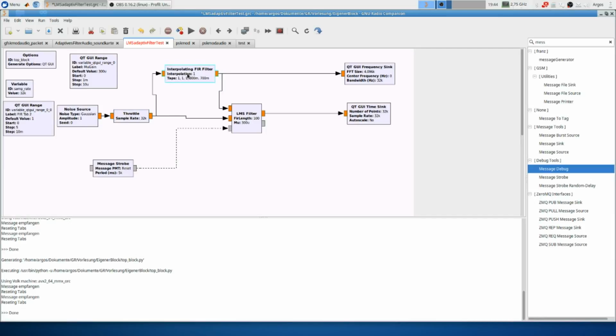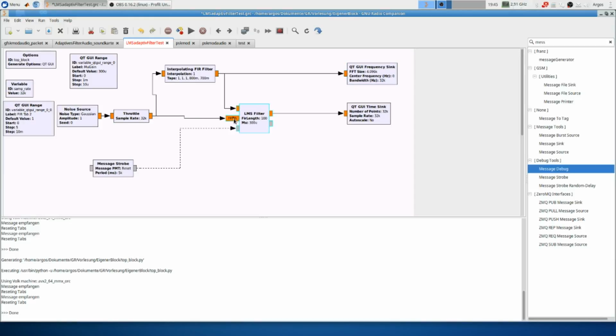Okay, first we have a Gaussian noise which is throttled, so the computer is not being overloaded. Then we use an FIR filter, which of course shapes the noise, and one part of this is fed to a spectral sink, so we can have a look how the FIR filter is going to shape the noise. But one part of this is going to our adaptive filter.